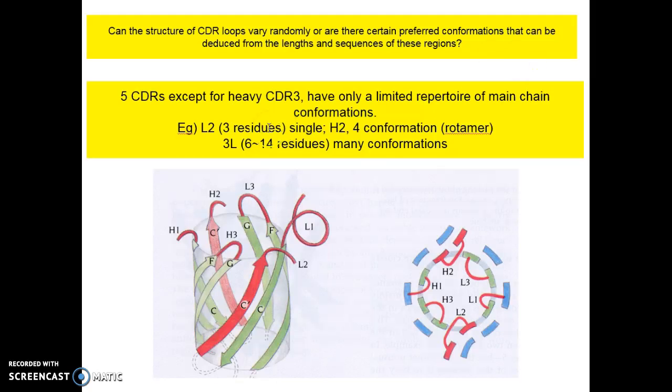It turns out 5 CDRs except the heavy CDR3 have only a limited repertoire of main chain conformations. For example, L2, which is 3 residues long, virtually has a single conformation. H2 might have one of 4 conformations called rotamers. In contrast, L3 is very difficult to predict and model correctly because it varies in length and sequence.